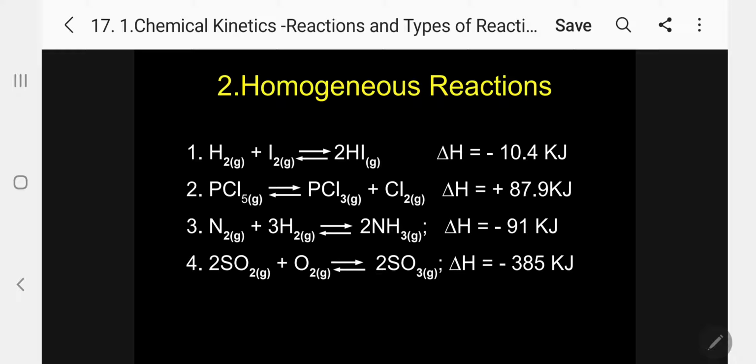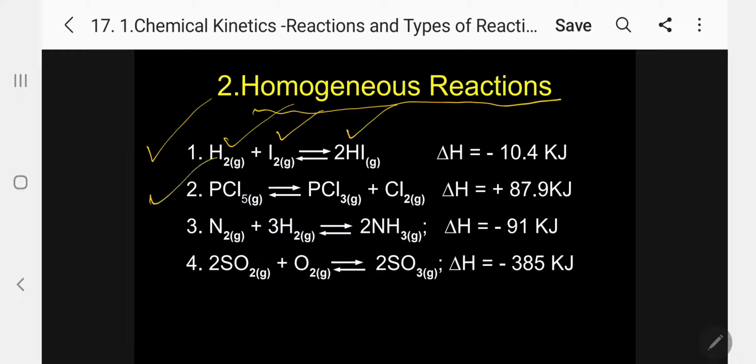So let me discuss homogeneous reaction. What is meant by homogeneous? A homogeneous reaction is one where reactants and products are in the same phase. They are in the same phase. So I will take the same four examples that I discussed in the previous one. Here H2 gas plus I2 gas, reversible arrow, 2HI gas. So it is homogeneous, delta H negative.